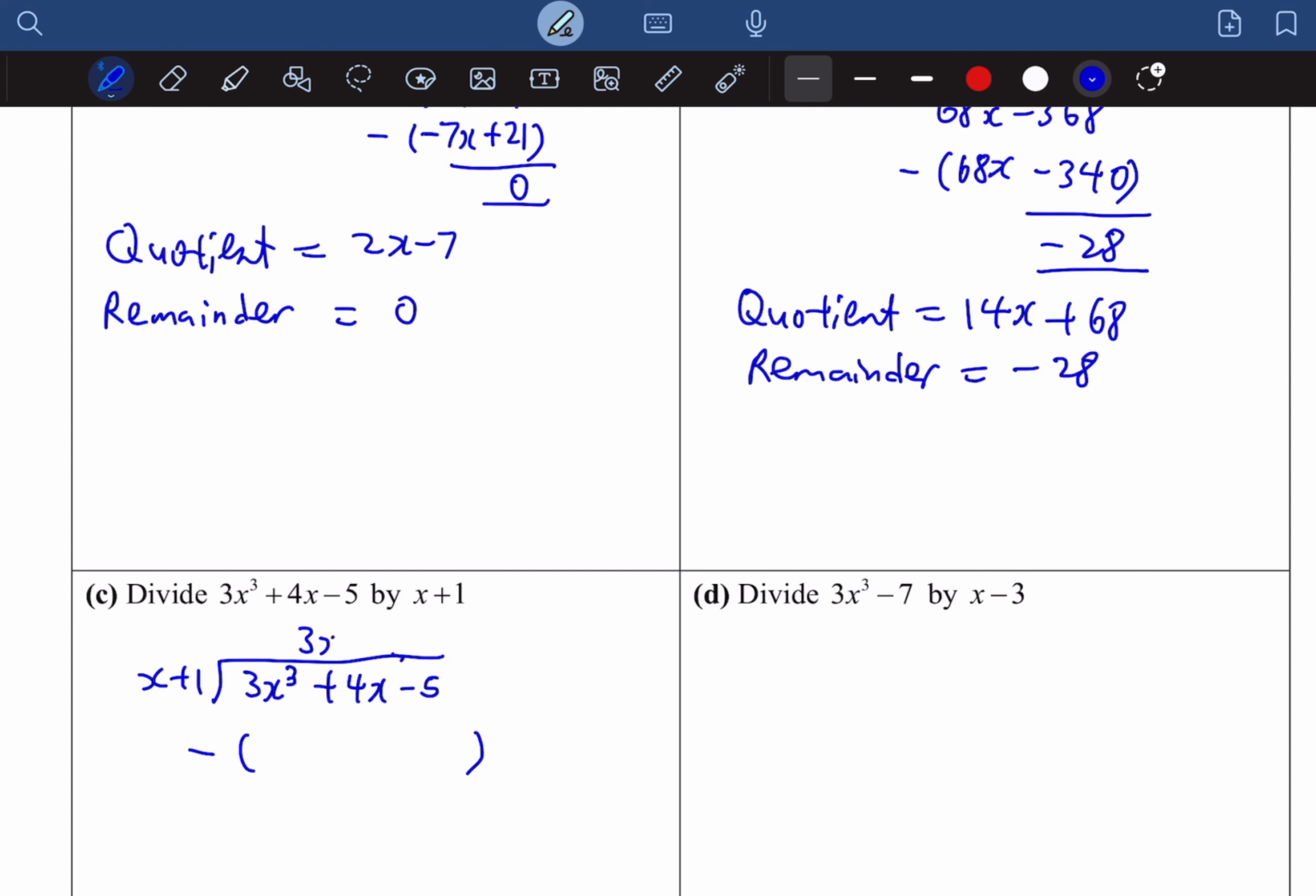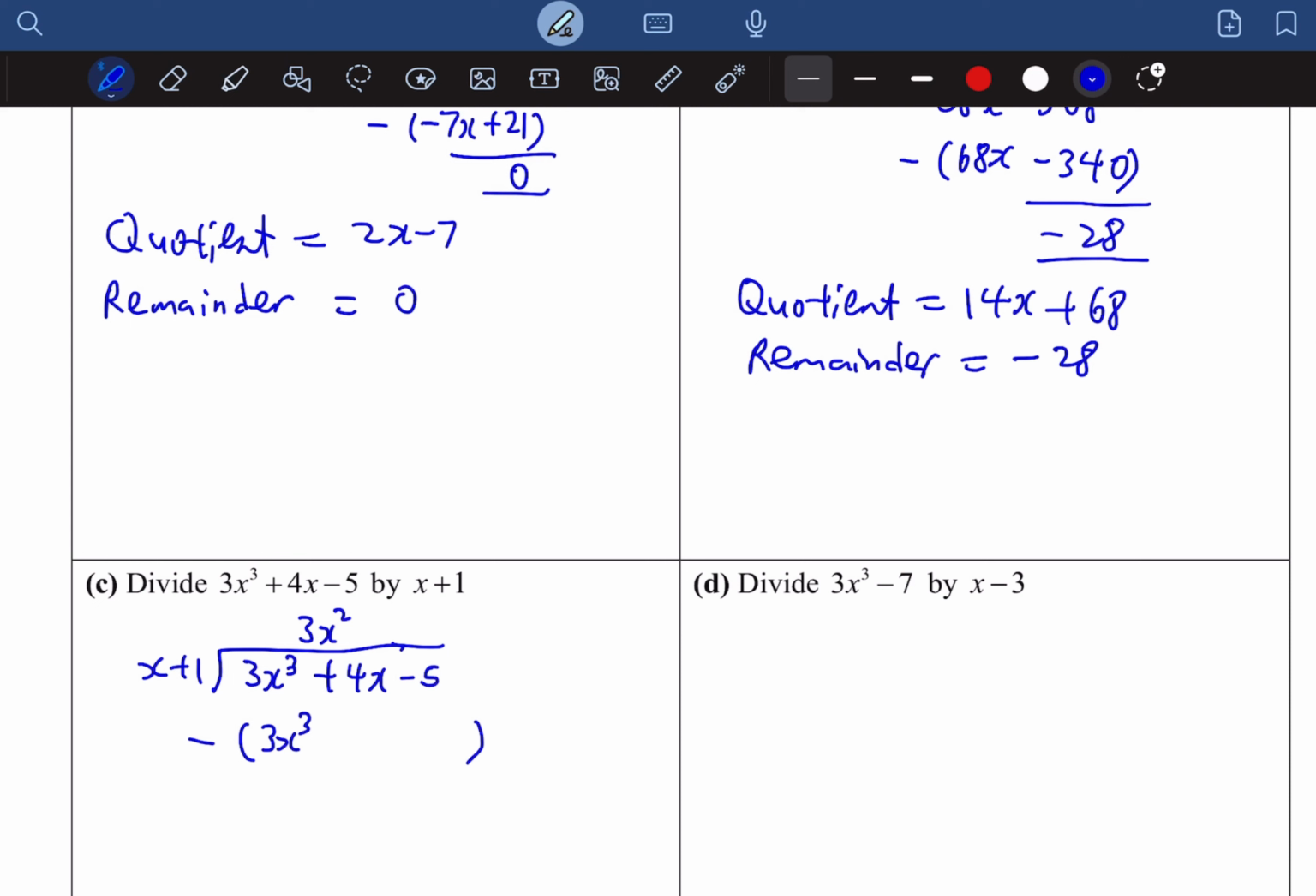So I have a 3x squared. So 3x squared times x, I have 3x cubed. Then 3x squared times 1, I have plus 3x squared. And for this, 3x cubed minus 3x cubed gone. 4x minus 3x squared, we have to write the highest power first. So negative 3x squared plus 4x. So this degree is 2, and our divisor degree is 1. So we continue because the remainder degree now is bigger.